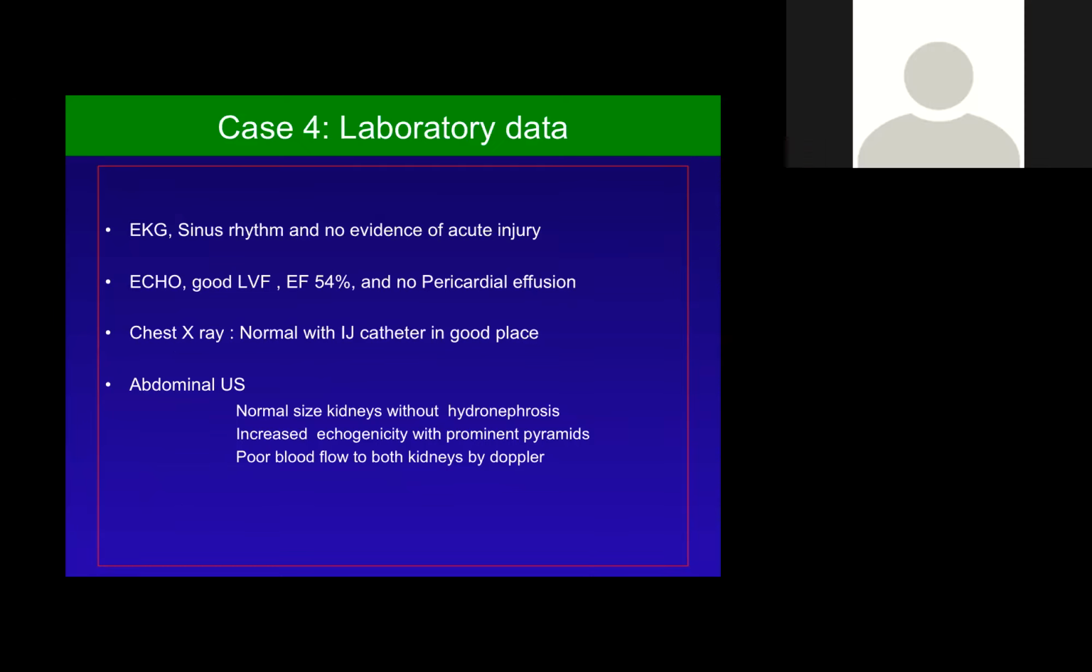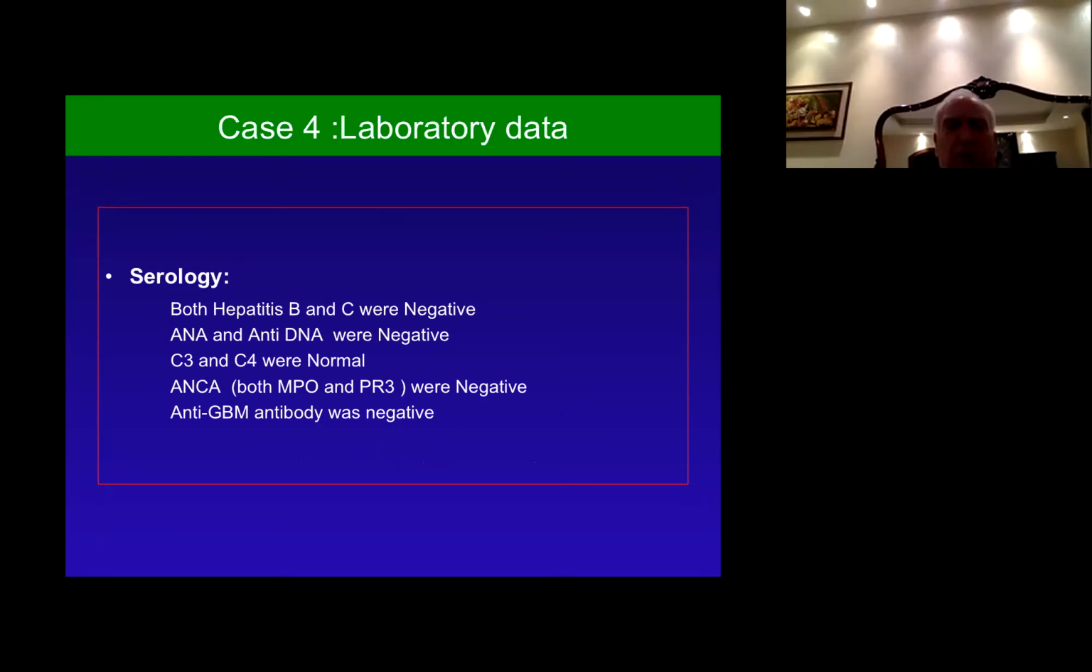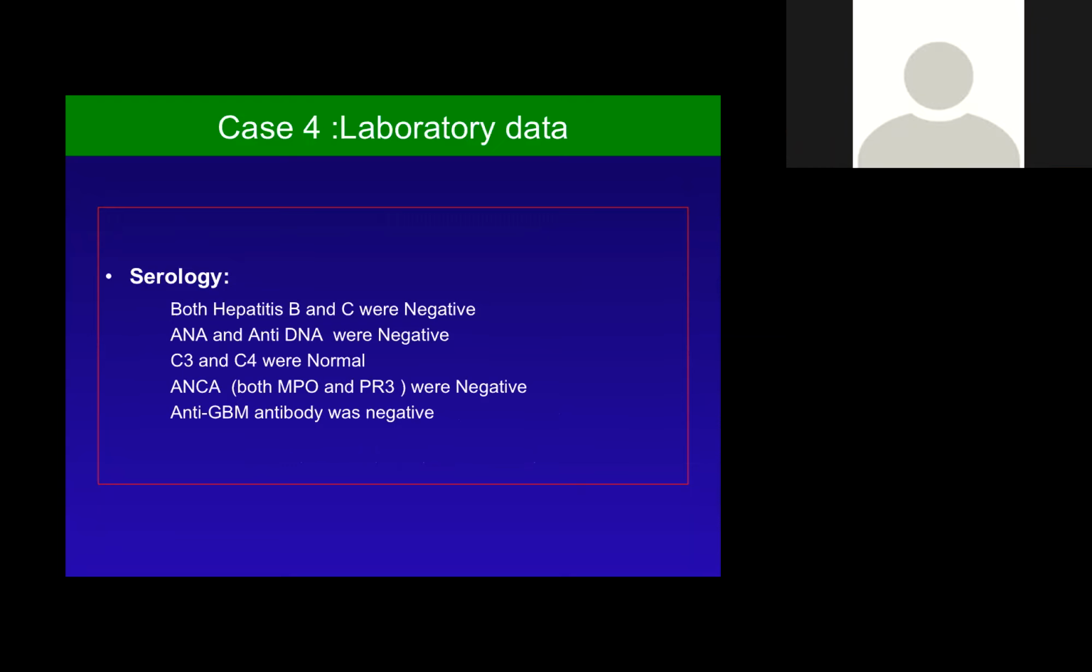Now the ultrasound: normal size kidneys without hydronephrosis, increased echogenicity with prominent pyramids, poor blood flow to both kidneys by Doppler. That's really when we spoke to our ultrasonographer. Serology, all negative. Hepatitis B, C negative, ANA, DNA, complements, ANCA, MPO. You have to remember acute kidney injury in the elderly, you have to think seriously about ANCA. It's the commonest cause of acute kidney injury in elderly individuals. Anti-GBM antibody negative.